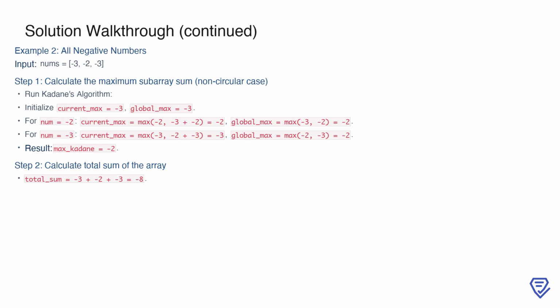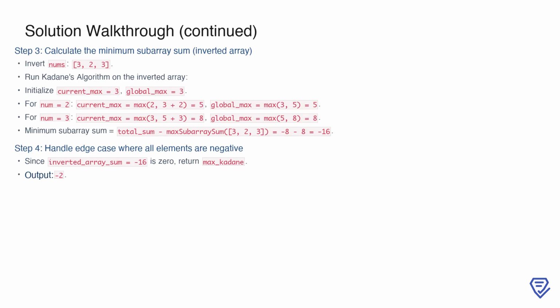Again, we begin with Kadane's algorithm to find the maximum sum for the non-circular case. We initialize current_max and global_max to minus 3. For the next number, minus 2, current_max becomes minus 2, and global_max updates to minus 2. For the final minus 3, current_max falls back to minus 3, and global_max remains minus 2. Thus, the maximum sum for the non-circular case, max_Kadane, is minus 2. Moving on, we calculate the total sum of the array by adding all elements together. Minus 3 plus minus 2 plus minus 3 gives a total sum of minus 8.